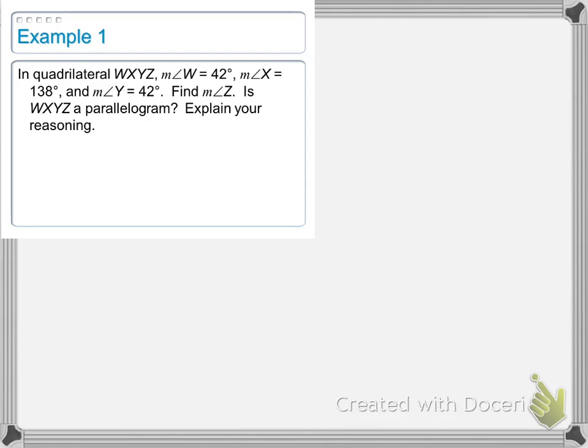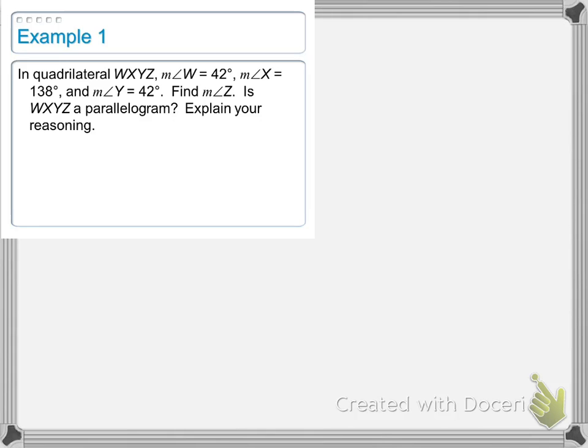This is example 1 from chapter 8, section 3. You remember we've been talking about some of the ways you can show that a quadrilateral is a parallelogram. And so we'll talk about this in a second here, but let's read the problem here.